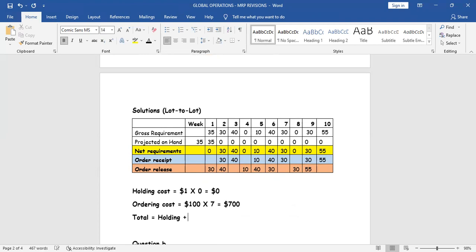And our total cost will be holding cost plus ordering cost. So our total cost will be 0, which is the holding cost, plus $700, which gives us $700. That's our total cost for lot to lot.